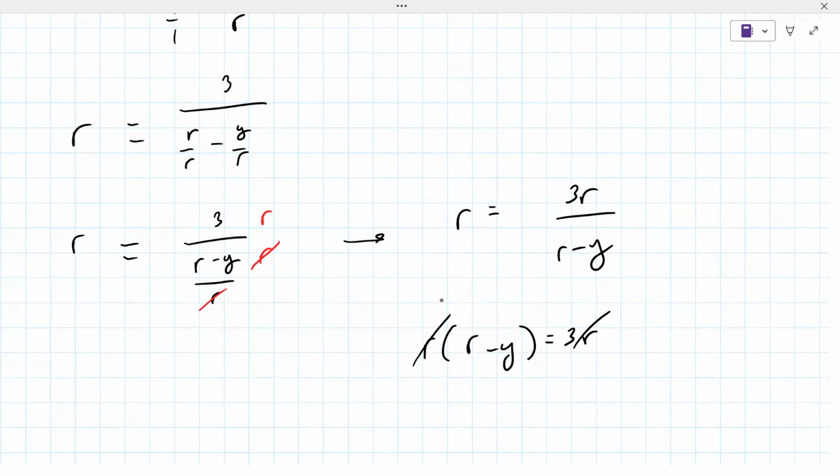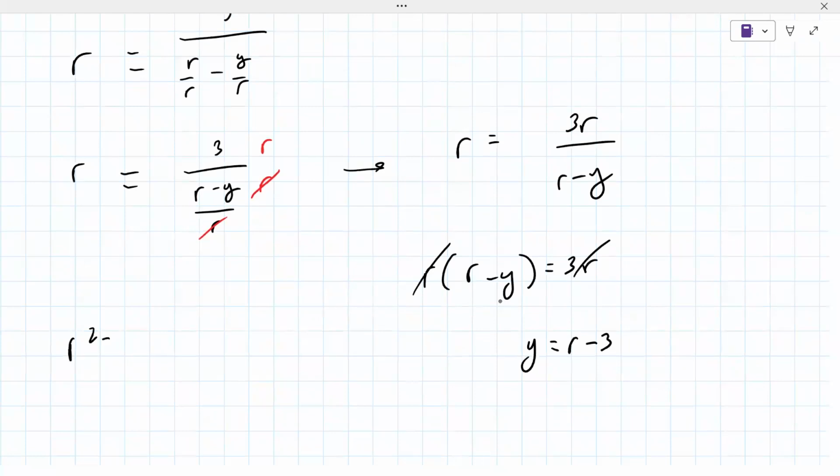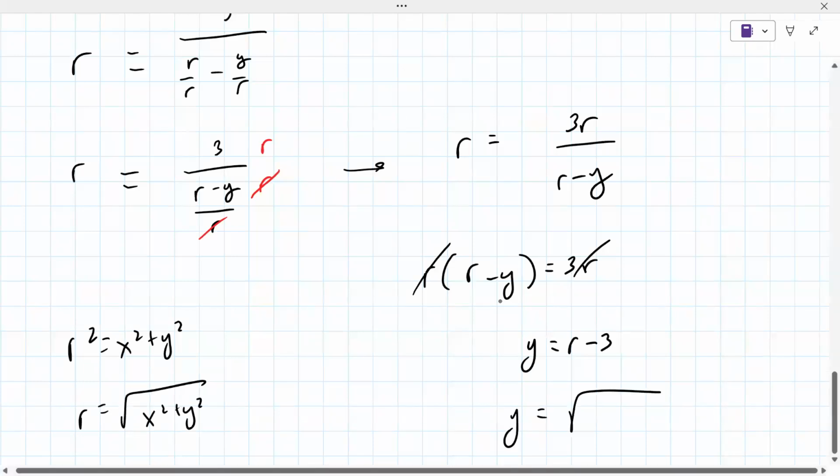Oh, okay. The problem is we don't have anything for r. We end up getting y equals r minus 3. r squared is x squared plus y squared, so r is the square root of x squared plus y squared. So I guess you get this.